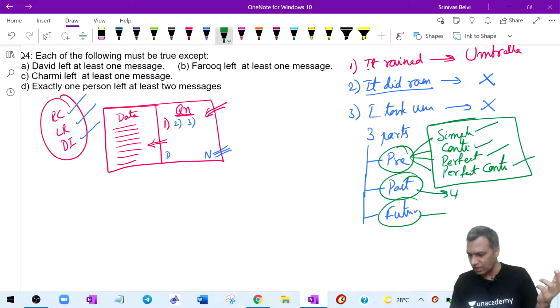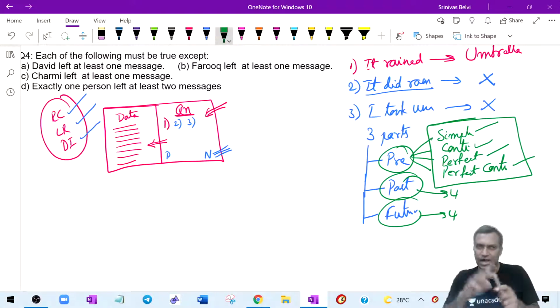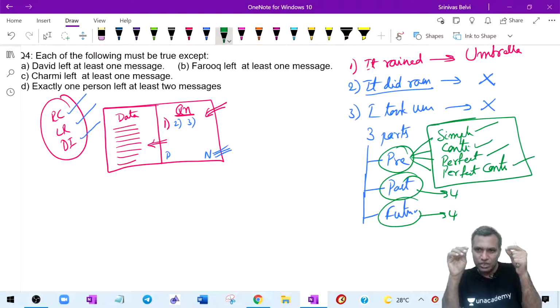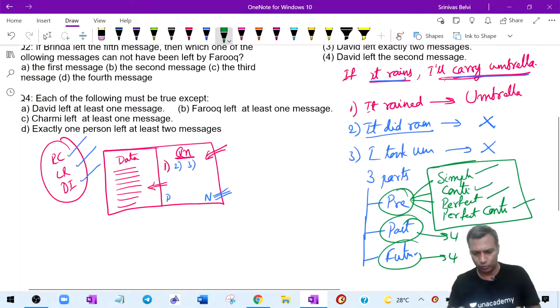Similarly, there are four here, and four here. There are 12 types of tenses. I can use the same message, but when I put the same words using different tenses, there is always going to be a shade, a change in the meaning. I hope you are getting my point, what I'm trying to say.